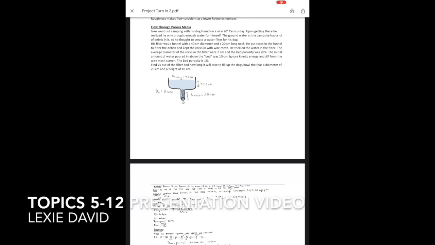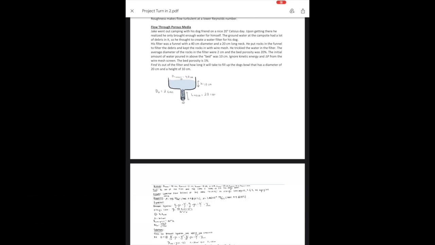The first problem's topic was flow through porous media, and the goal was to find how long it would take to fill up the dog's bowl using this nice homemade filter. The related equations are the extended Bernoulli equation, Darcy's law, the volumetric flow rate, the height, volume of the cylinder, and the Reynolds number.